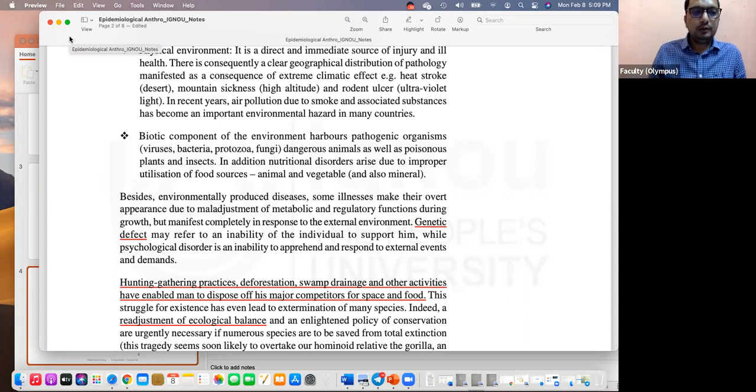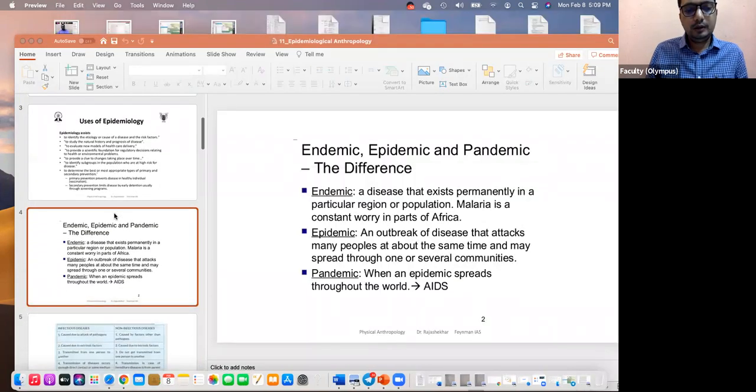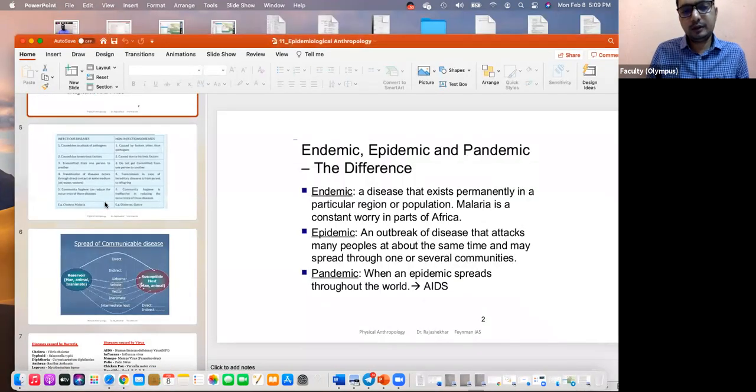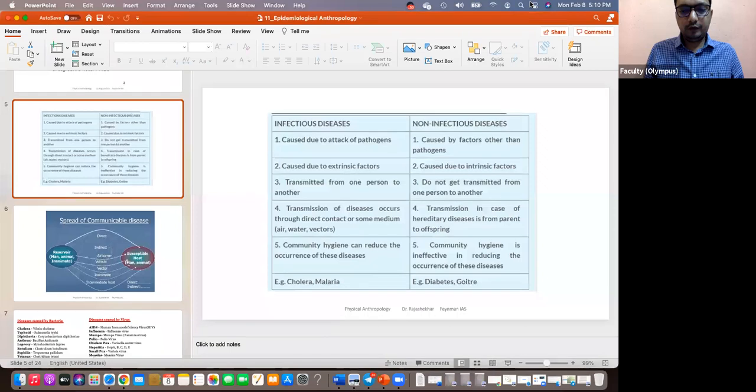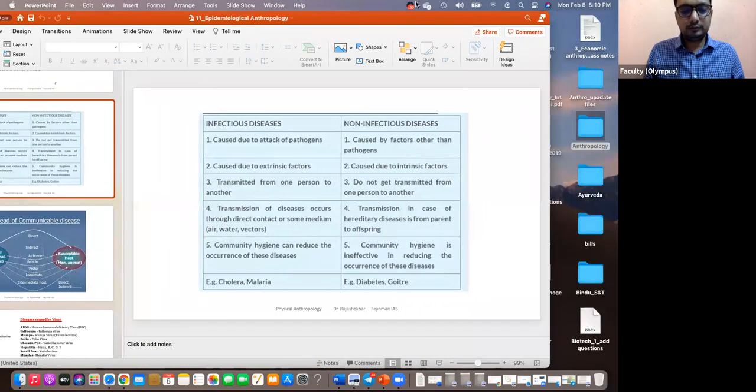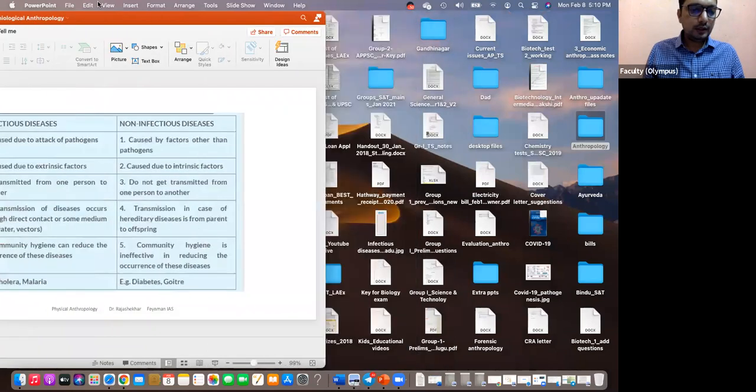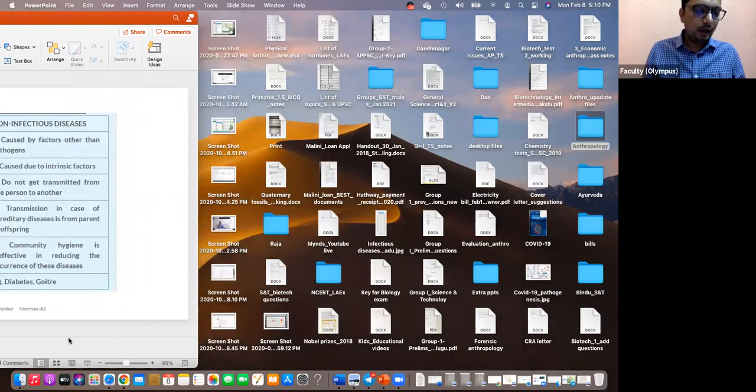This is probably not new to you, right? The difference that you are probably well aware of is that infectious means something that spreads, and non-infectious means something that doesn't spread from person to person. So if you meet a person who is going through that disease, he may not transmit it to you. Correct? Such diseases are called non-infectious or non-communicable diseases. Correct?